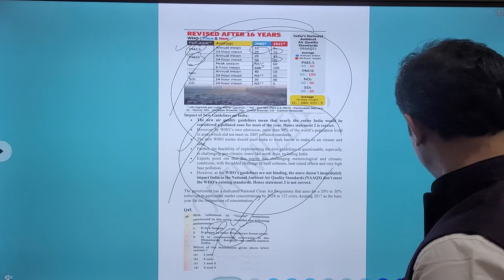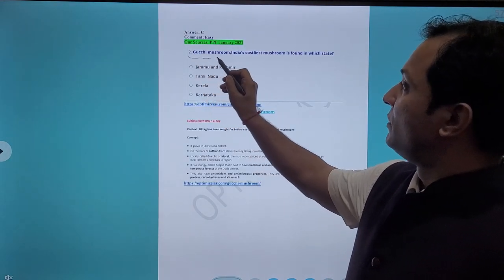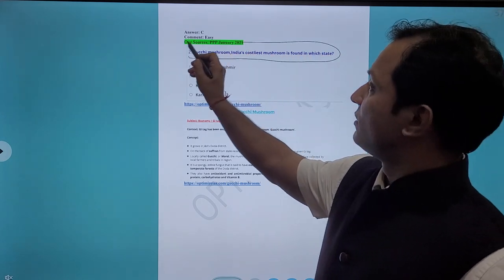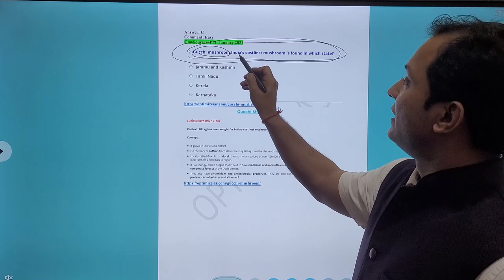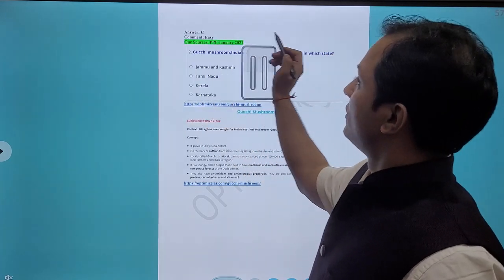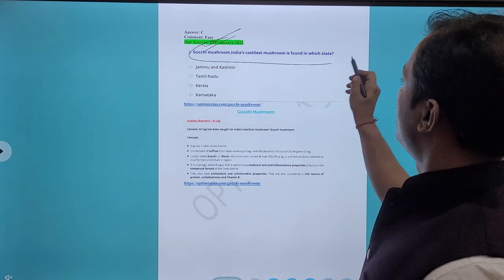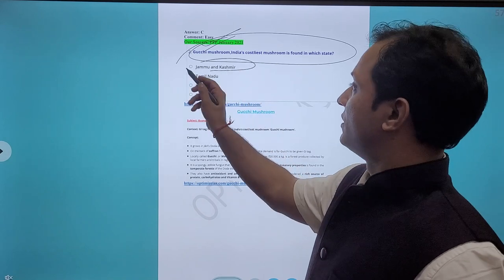You see here, guys, I made a card on that also. In the PPP I had given, because it is one of the costliest mushrooms in India. Gucchi mushroom, India's costliest mushroom, found in which state, guys? In the PPP I asked this question. It is Jammu and Kashmir.